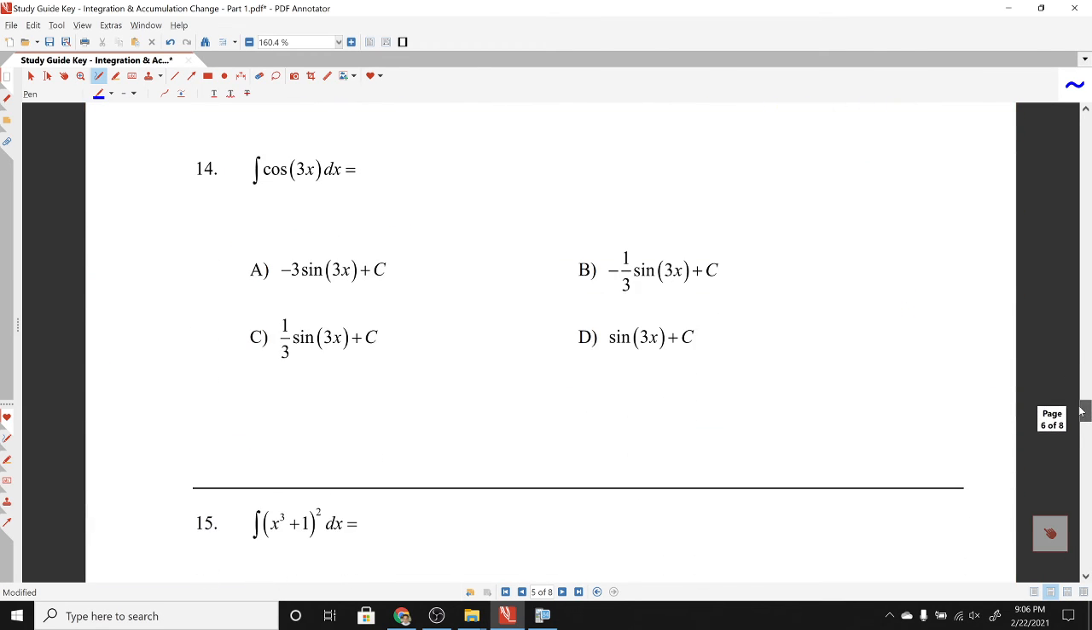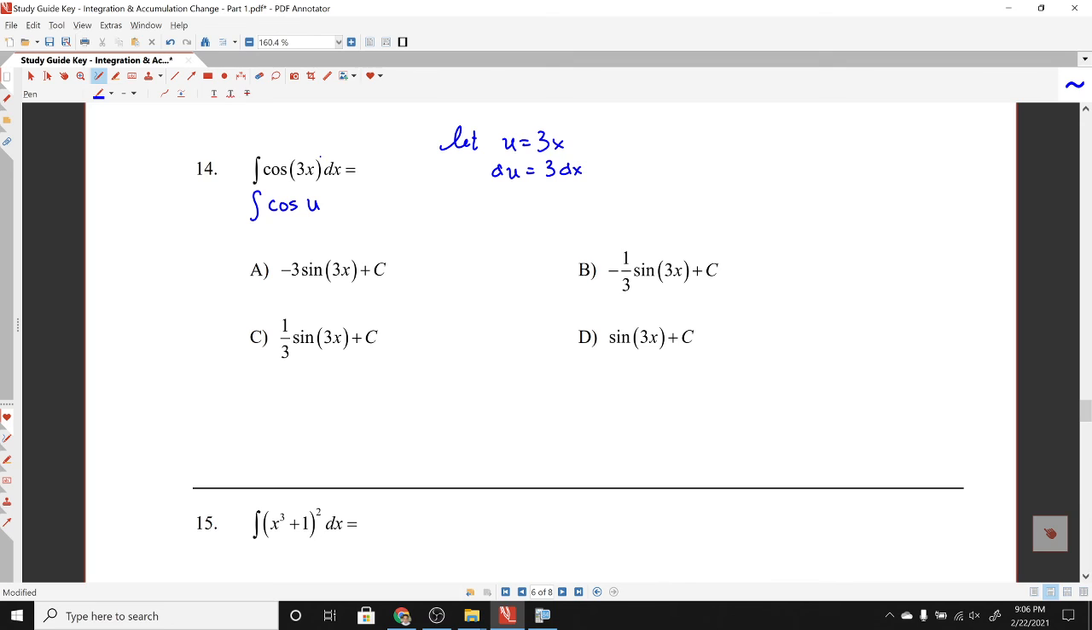All right, let's take a look at 14, the integral of the cosine of 3x. So this is that u substitution. So in this case here, what we're going to do is we're going to let u be 3x, and therefore du is 3 dx. So the derivative of 3x is 3 times the derivative of x, this dx here. So what we can do is we can substitute in, this is the cosine of u.